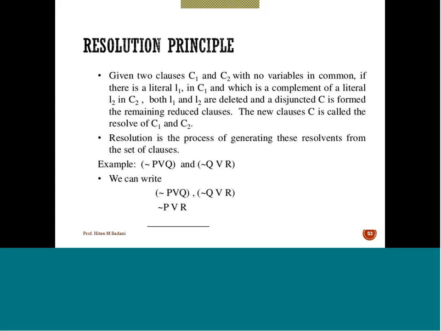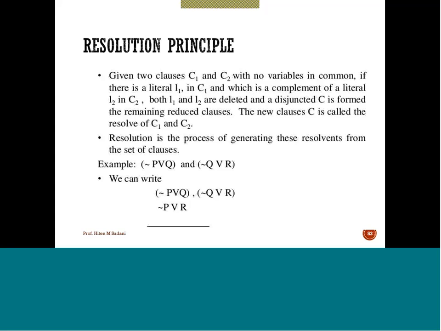Means whatever remaining things can be converted into a C clause. So C clause is the disjuncted clause, you can say. It is formed from the remaining reduced clauses. The new clause C is called the resolvent of C1 and C2. Okay, so this is the resolution process.